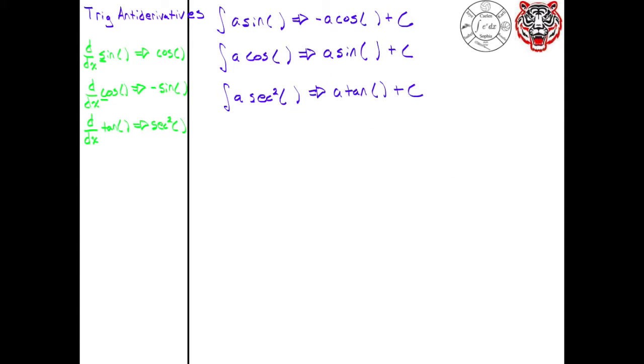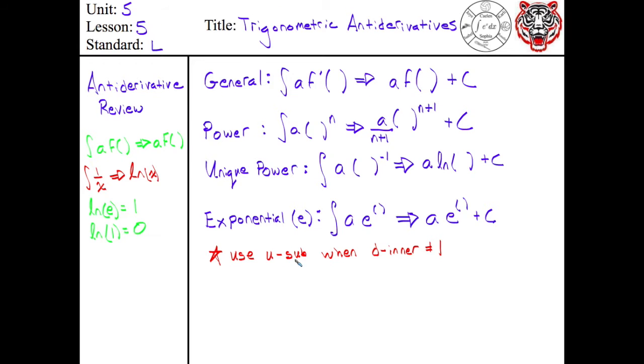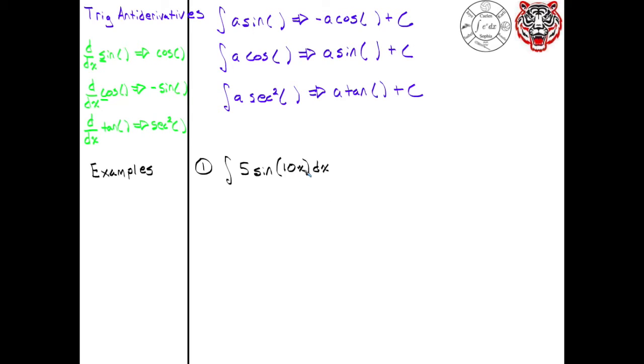So let's do example one. It might take the rest of the slide. I might have to go to the second slide, but examples. Number one. Let's take the integral of 5 sine of 10x dx. Okay, so again, we use u substitution when the derivative of the inner is not equal to 1. What is the derivative of the inner? It's 10. It's not 1, therefore we're using u substitution.